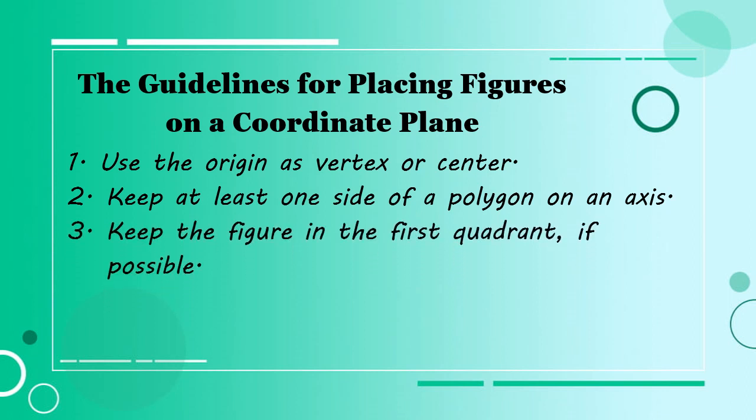And next is keep the figure in the first quadrant if possible. We all know the coordinates in the first quadrant of the Cartesian plane are all positive, and with that it would be easier for us if we are going to compute for distance, midpoint, and any other processes if we are dealing with positive values.